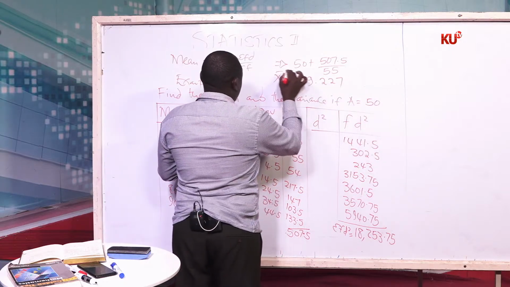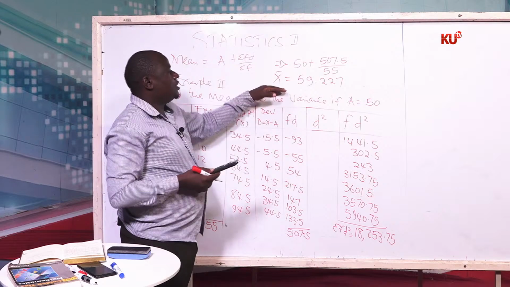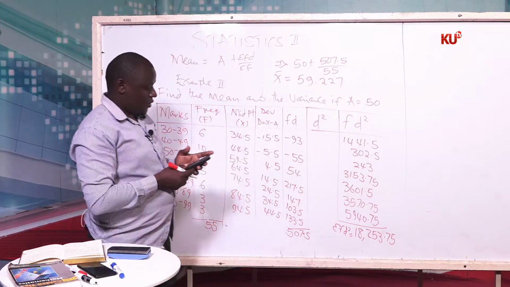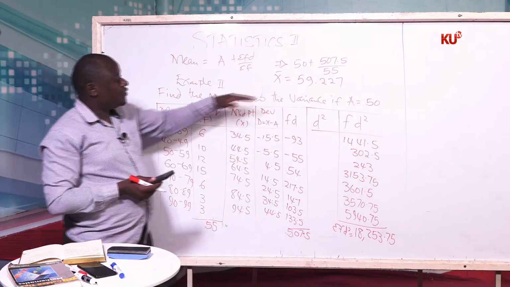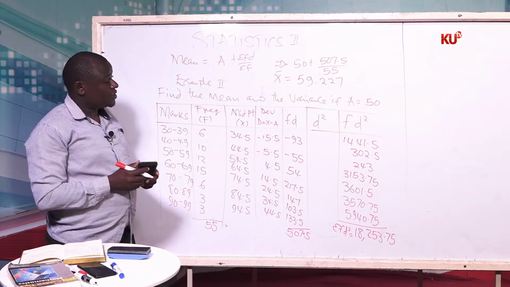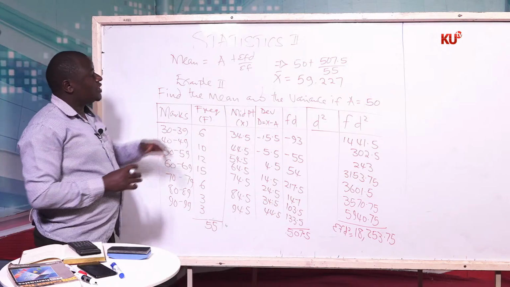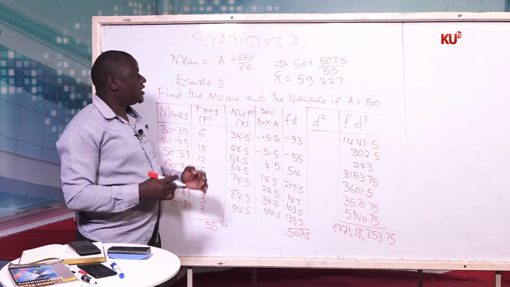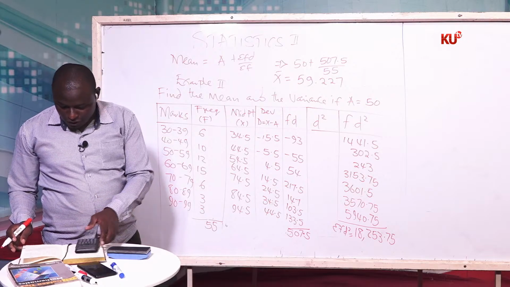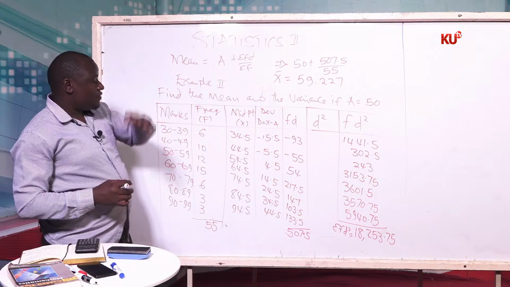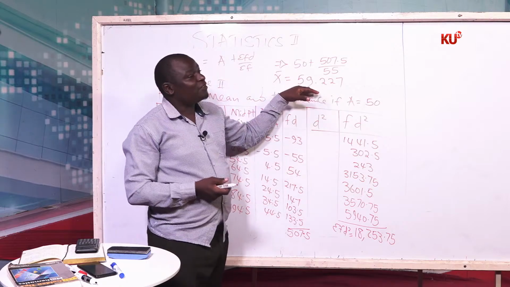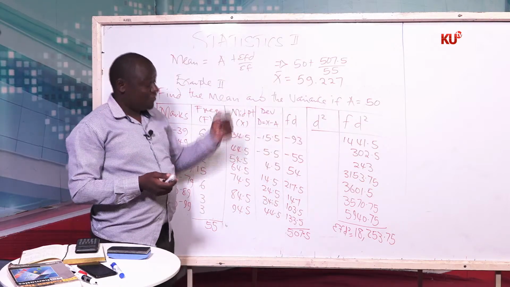You are getting a mean of 59.227. Your mean is normally represented by X bar. The mean score of that class is 59.227 marks. Now we can say confidently that this class performed better than the previous class, which had a mean score of 50. That was a Form 4 class, and possibly we can argue that the content in Form 4 is harder than Form 3, but this Form 3 class has done better than the Form 4 class.